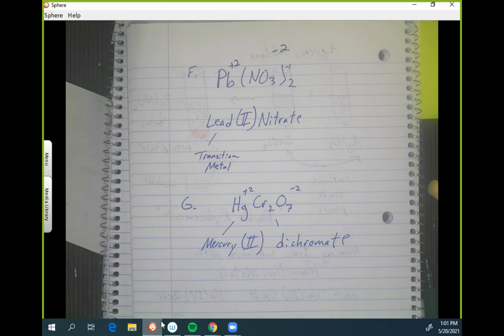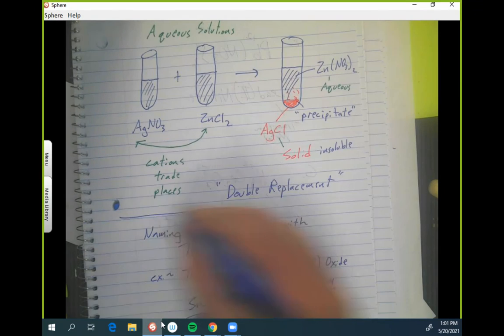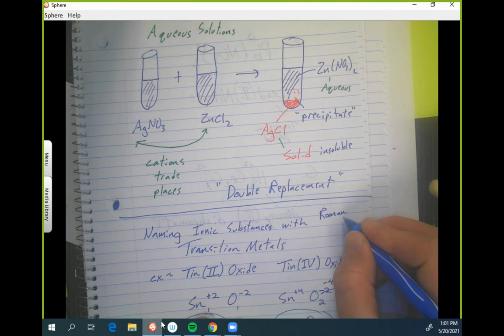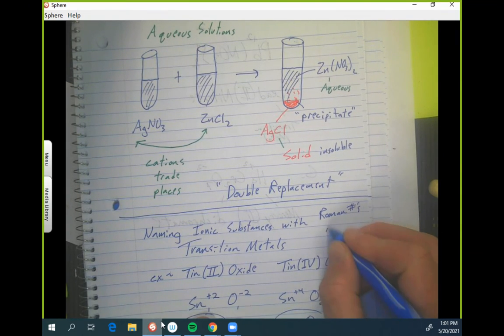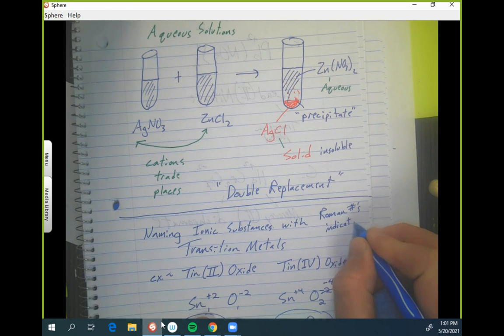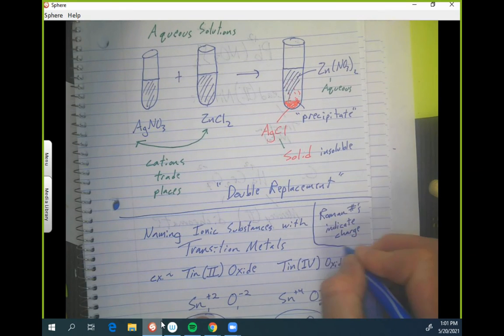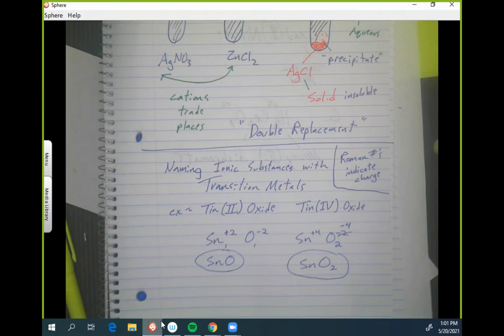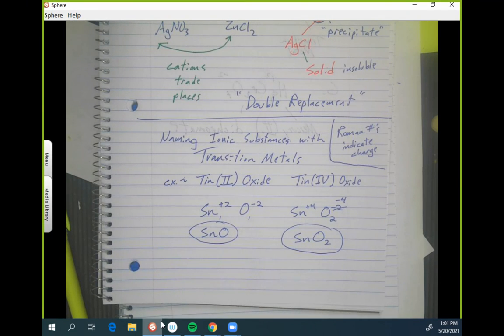So naming transition metals, again, Roman numerals always indicate the charge. We'll put that on our notes in the front here. So Roman numerals indicate charge. There you go. And that's the key trick with that. Tyler DeWitt also has videos on naming transition metals as well. All the naming stuff, you can use him also. I'm going to stop that recording.